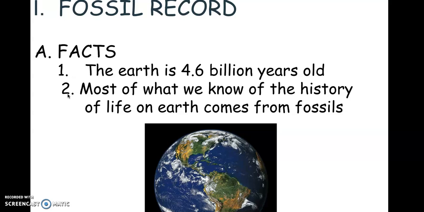Fossil record. Facts. This is a fact. Earth is about 4.6 billion years old. Fact 2. Most of what we know of the history of life comes from fossils. Until we build a time machine, we have to rely on those fossils.